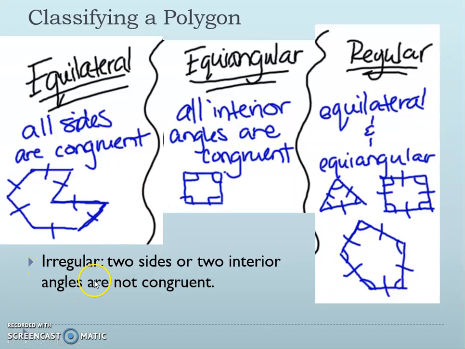Irregular polygons have two sides or two interior angles that are not congruent. So if you have two sides that are not congruent, or two interior angles that are not congruent, that's an irregular polygon. So these three are not irregular. Anything besides these three, when they're not congruent, we call an irregular polygon.